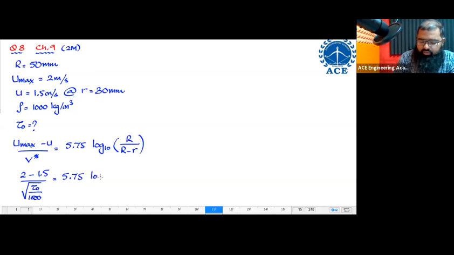This is equal to 5.75 log base 10 capital R. Now you see, if I write these things in mm, there is no problem because this is dimensionless, the mm will get cancelled off. So therefore, this is equal to 50 divided by 50 minus 30. Come on, solve for the value of tau naught and get me the answer.